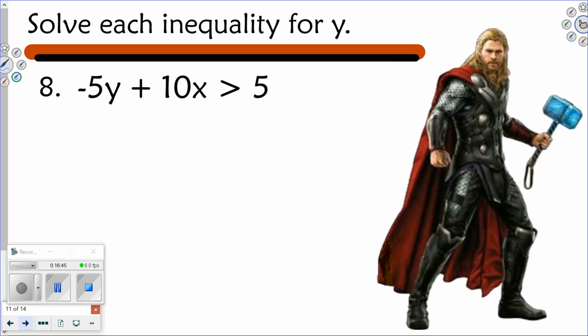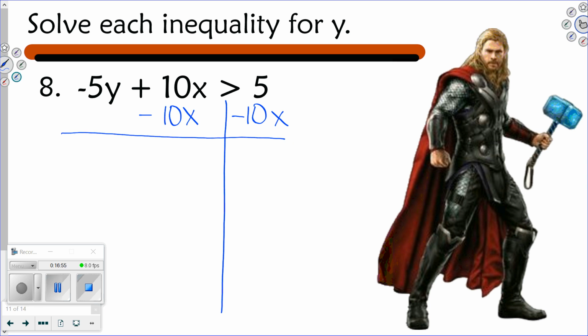All right, number 8. What do we do? Good. Subtract 10x. Are those like terms? Nope. So negative 5y is greater than negative 10x plus 5. Good. Try to keep in mind that x part I want to be listed first.